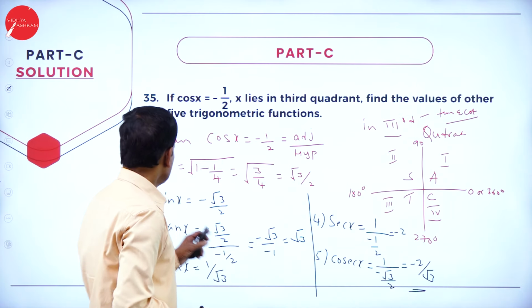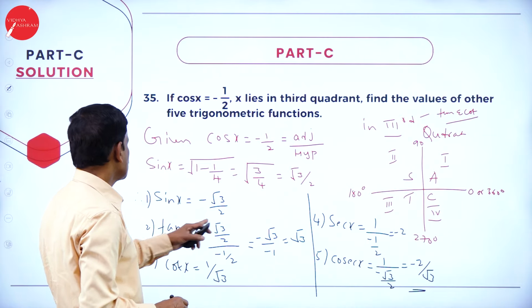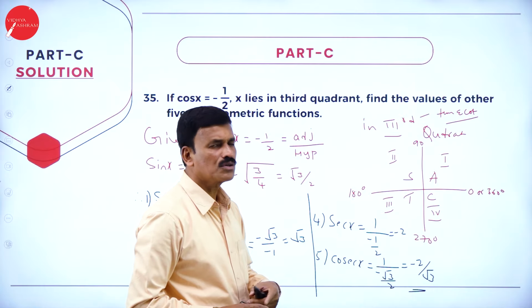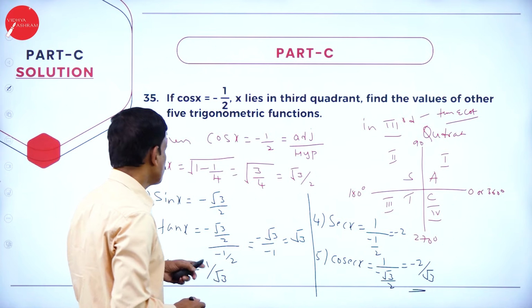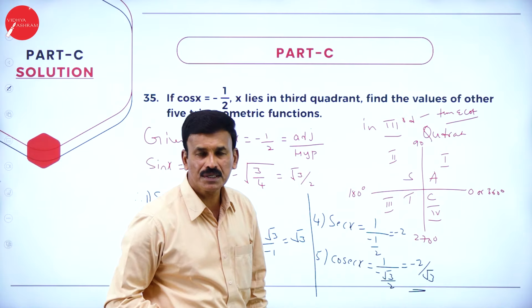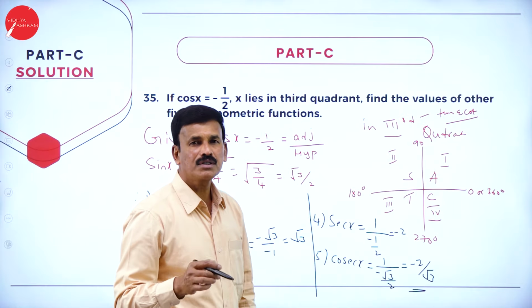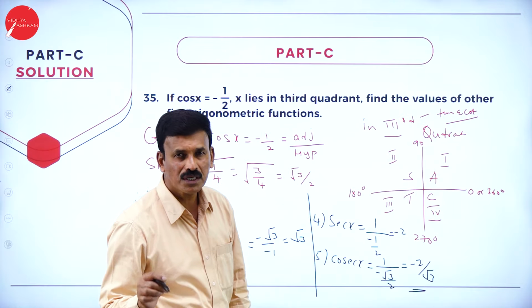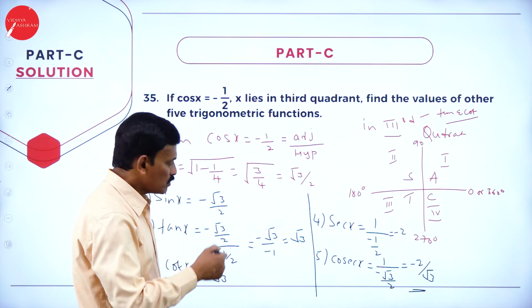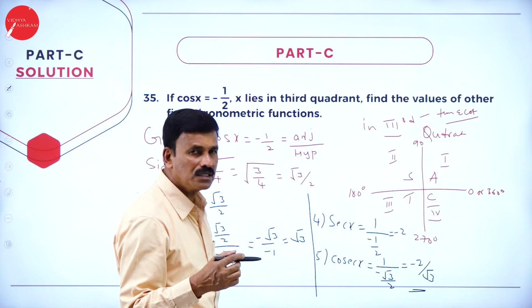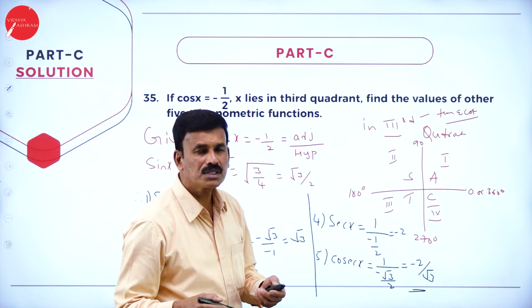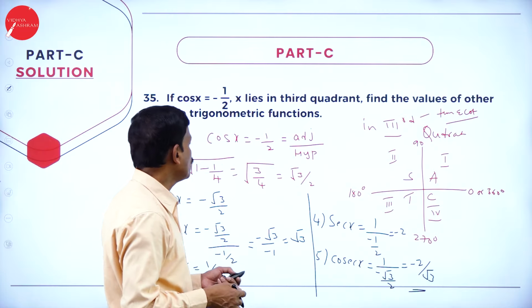So sine x is minus root 3 by 2, tan x is root 3, cot x is 1 by root 3, secant x is equal to minus 2, cosecant x is equal to minus 2 by root 3. Except tan and cot, all are negative, because x is in third quadrant. In third quadrant, tan and cot are positive, remaining trigonometrical ratios are negative. This is a very simple problem. Even you can solve it by drawing a triangle and using Pythagoras theorem, find out the remaining side, hypotenuse, opposite and adjacent, and simplify. That's it. Now move on to the next problem.